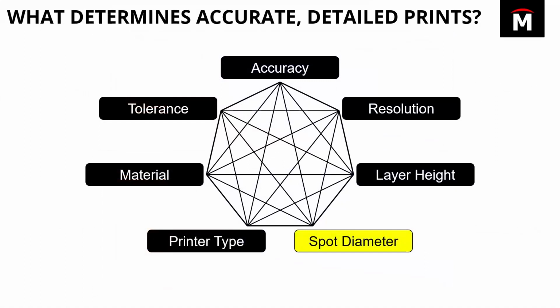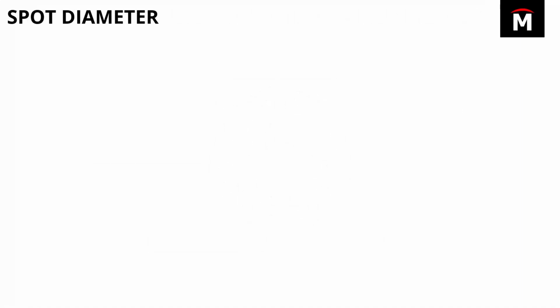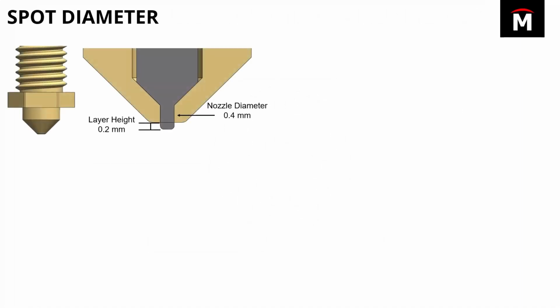Alright, so we saw how resolution and layer height are interconnected. Now let's take a look at another factor, that is spot diameter. With FFF printers, that spot diameter is controlled by our nozzle. If we take that nozzle and cut it in half, you can see our nozzle diameter is 0.4 millimeters, a standard nozzle diameter size. And imagine we're printing at a layer height of 0.2 millimeters.